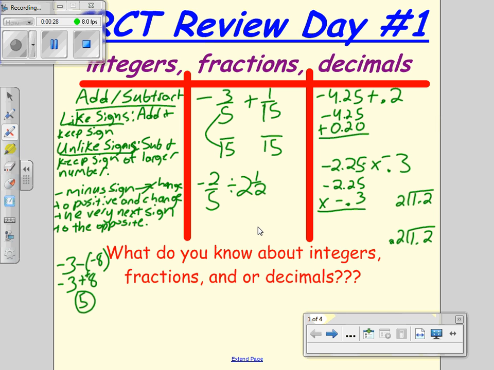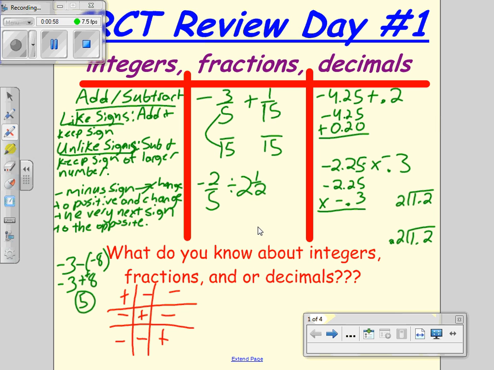Example: -3 minus -8. You turn both of those to positive, and you get -3 plus a positive 8, which gives you 5. For multiplying and dividing, you just use tic-tac-toe. Put your positives in the diagonal. Put all negatives, which shows you negative times negative is positive. Negative times positive is negative. Negative divided by negative is positive, so it shows you all your rules for multiplying and dividing integers.